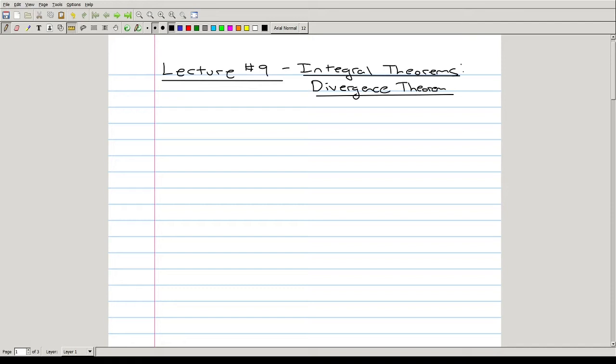Today we'll be talking about the second big integral theorem, which fully generalizes the fundamental theorem of calculus. The last lecture was about Stokes' theorem, or the Kelvin-Stokes theorem, which is one of the multidimensional extensions of Green's theorem. Today we'll be talking about the other multidimensional extension, called the Divergence Theorem.